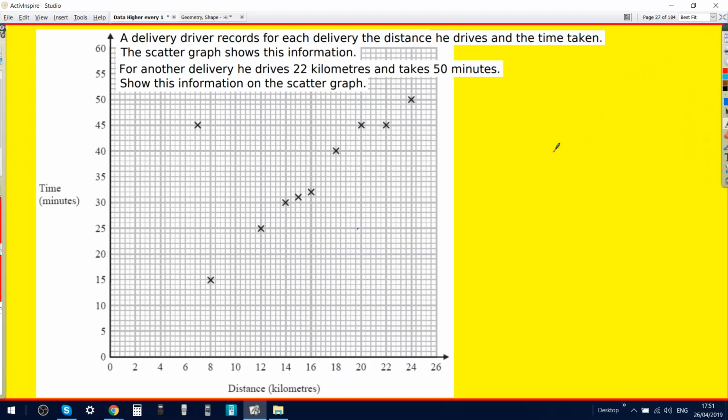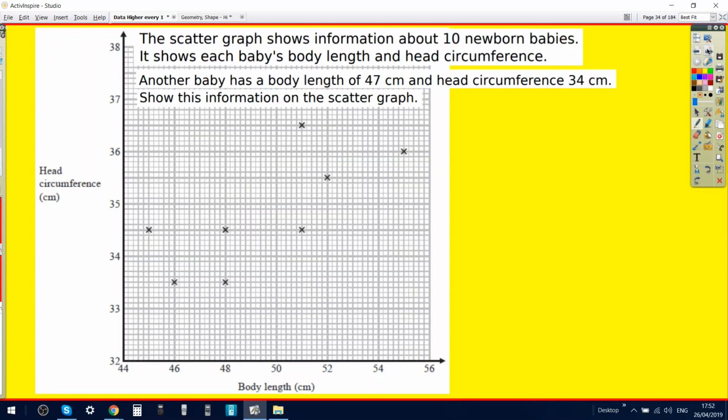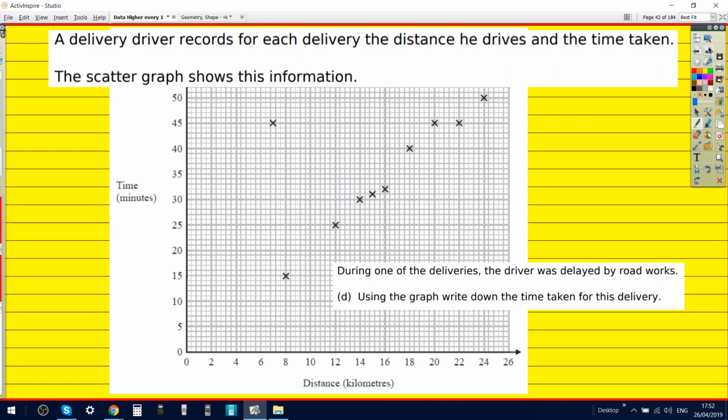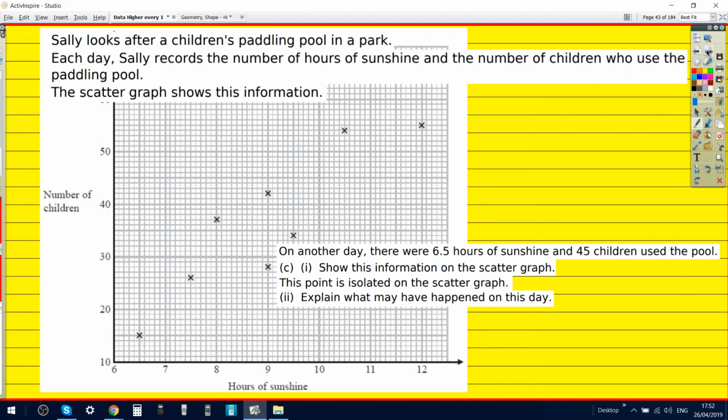Okay, how do we do this? So you go to 22k. Mm-hmm. And go up to 50 minutes and just draw the X where the two lines meet. Yeah. So lots of those. How about this one? Oh, 45 minutes, right? Yeah. Sorry.